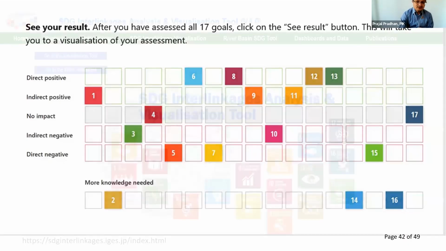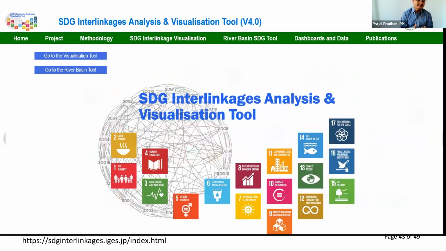Going a step further, there is also this SDG interlinkages analysis and visualization tool that is developed by IGES, the Institute for Global Environmental Strategies, I think, in Japan. I forgot the full name here. And here they also provide a tool to visualize SDG interactions.